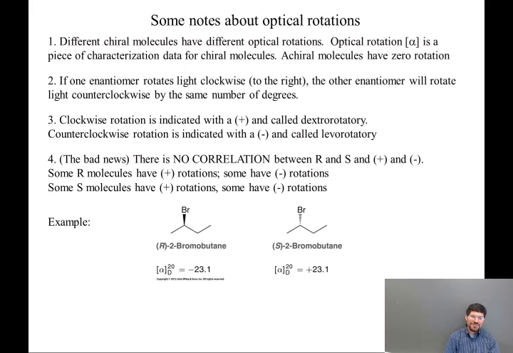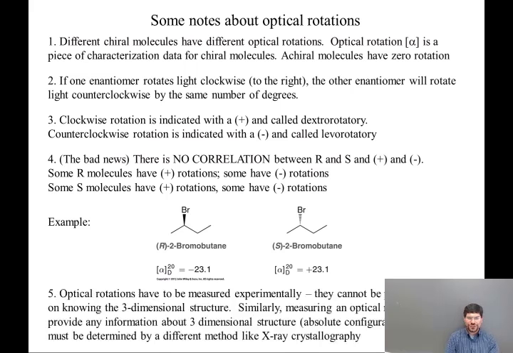Okay, so an example of this, 2-bromobutane is an example of a chiral molecule. The R enantiomer, where the bromine is coming out towards you, has a rotation of negative 23.1 degrees, which means that it rotates the light counterclockwise, it's levorotatory. The S enantiomer has an optical rotation of positive 23.1 degrees, rotates the light to the right, it is dextrorotatory.